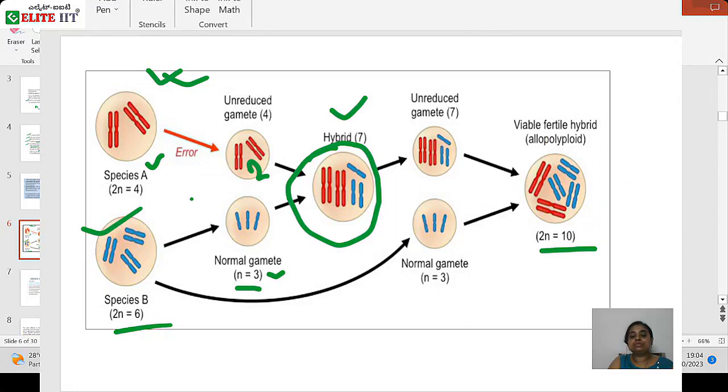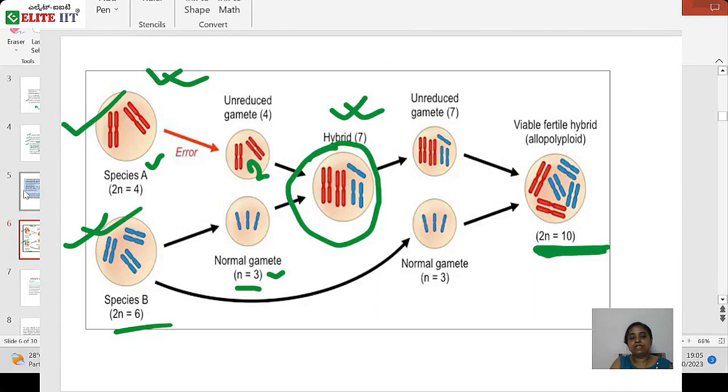In the normal case also, you can get a total of 2n equals 10, because with meiosis of species A and meiosis of species B, after fertilization, in the zygote you will find 2n equals 10. That normal case is also possible. But if you go through hybridization, there is a middle step, and this type of combination is known as alloploidy.